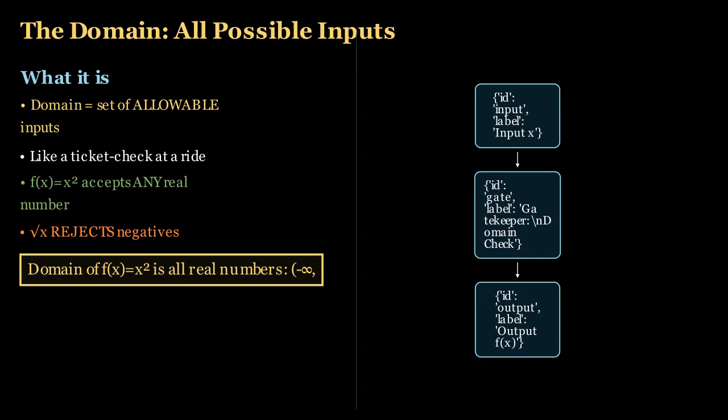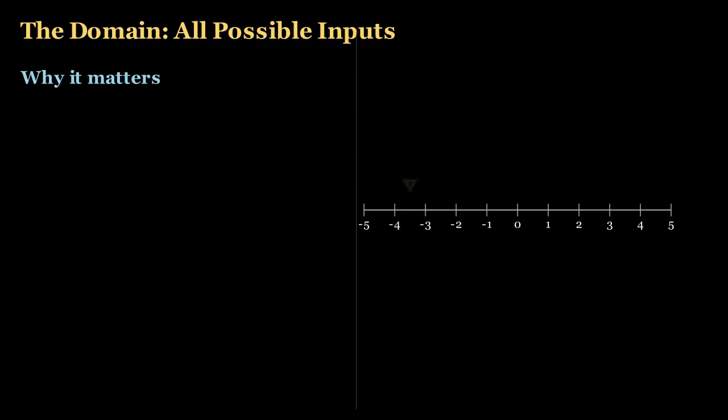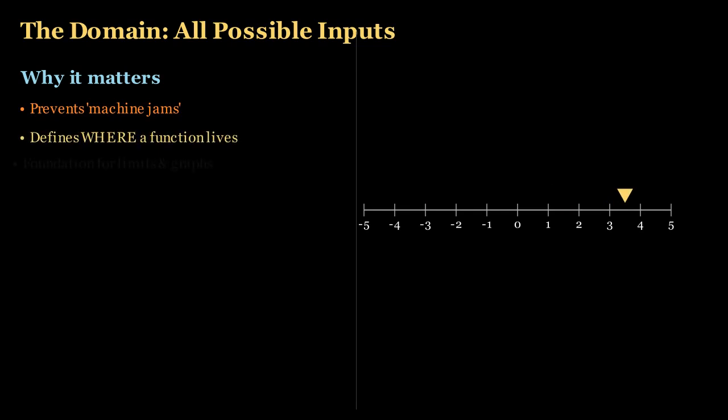Knowing the domain is like having a map that shows you exactly where a function is safe to use. Its main job is to prevent what we can call a machine jam, those moments where a calculation breaks, like trying to divide by 0 or taking the square root of a negative number in the real number system. Without a domain, you'd be wandering blindly, trying inputs that lead to mathematical nonsense. The domain also tells you where the function lives on the real number line. It's the function's entire universe of valid inputs.